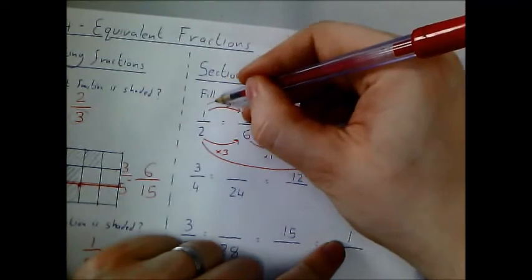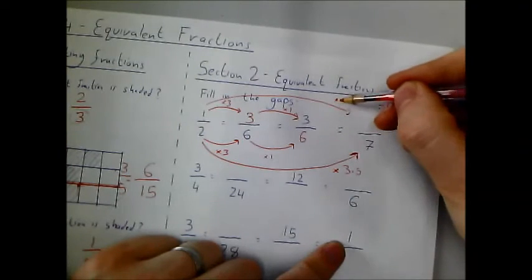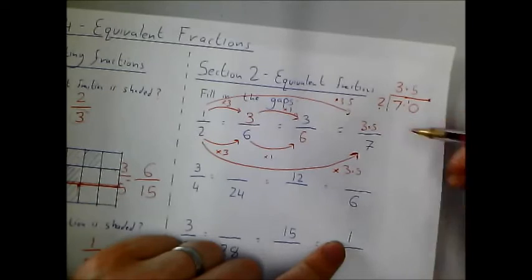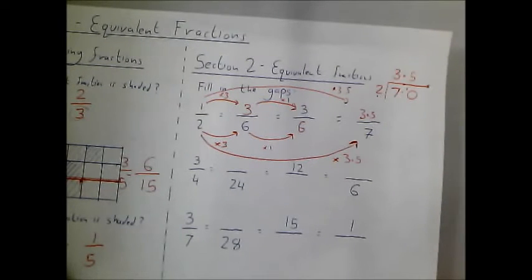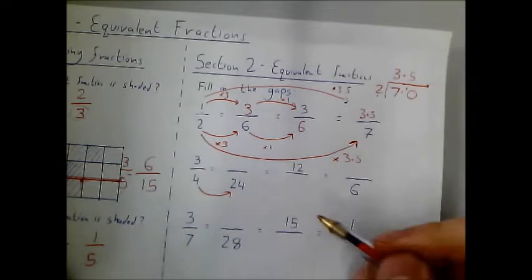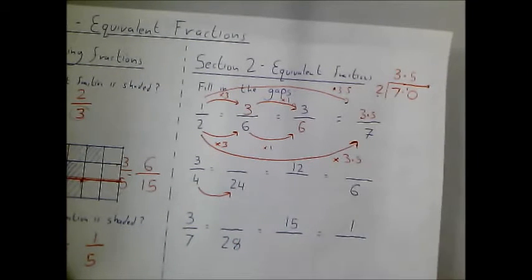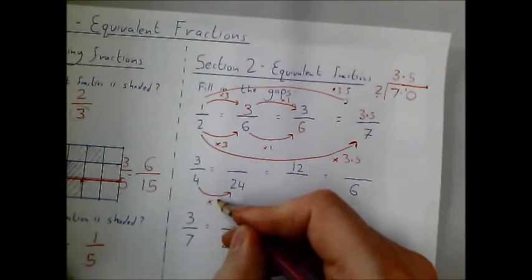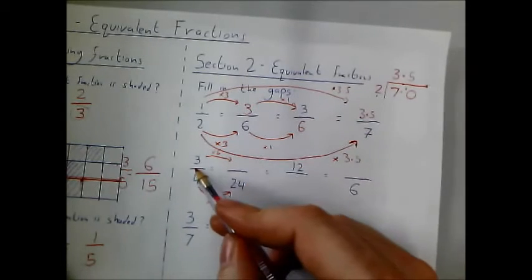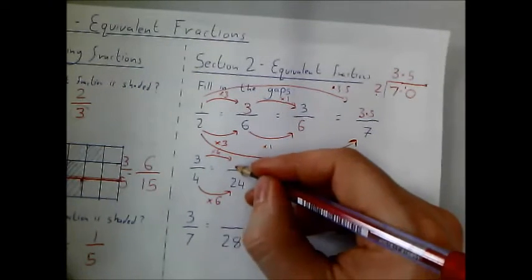So I multiply the top by 3.5. 1 times 3.5 is 3.5. Okay, let's move on to the next questions. To go from 4 to 24, I have multiplied by 6. So I'm going to multiply the 3 by 6. 3 times 6 is 18.